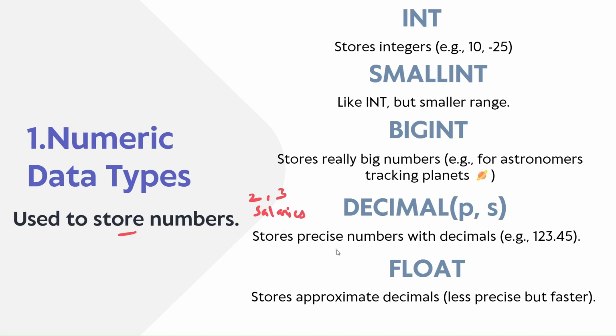Next comes FLOAT. It is the same as decimal but stores approximate decimals, less precise but faster. It is generally used for scientific data, like to record angles in degrees. In the description box below, you can find a link to the notes where you can see the ranges of INT, SMALLINT and BIGINT.